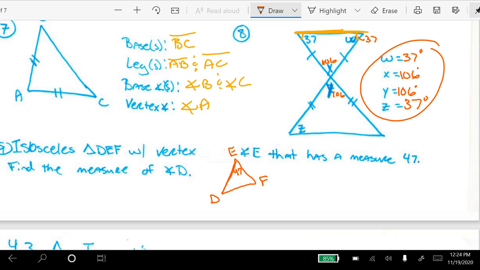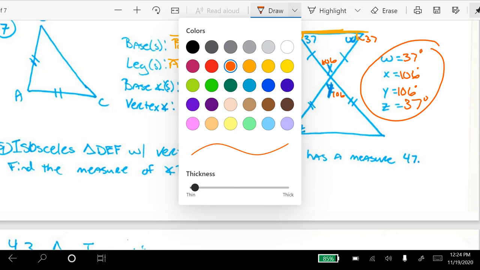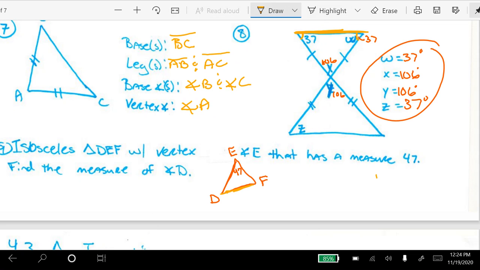Now, again, as you're reading, you've got to understand. It says with vertex angle E. So we talked about the different parts. The vertex angle, in the definition when I give you guys the parts, is opposite the base. So in addition to telling you which one's the vertex angle, it's telling you that this is the base. So since that's the base, we know that these are the base angles, and those are the ones that are congruent.